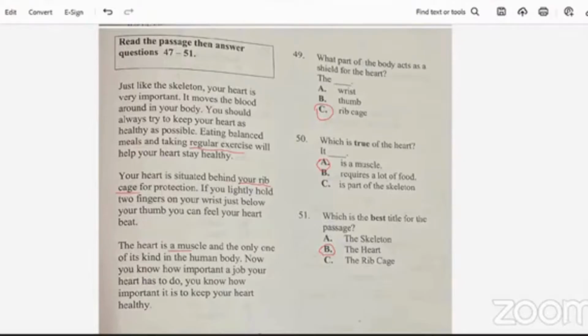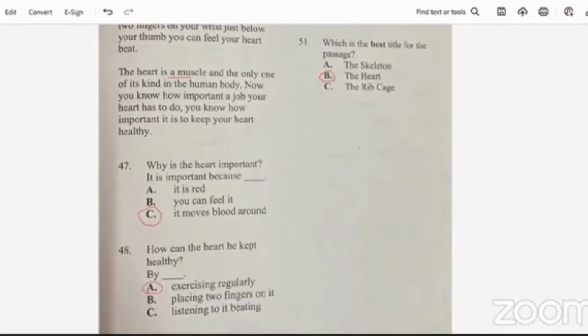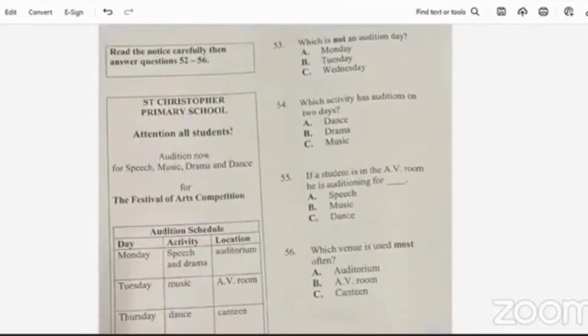All right, almost at the end of the paper. All right, so it says read the notice carefully, then answer questions 52 to 56.